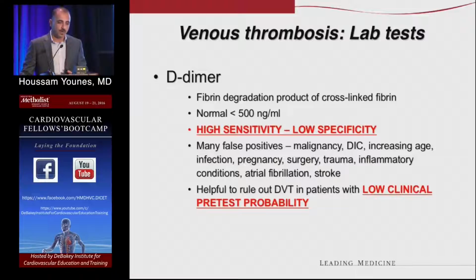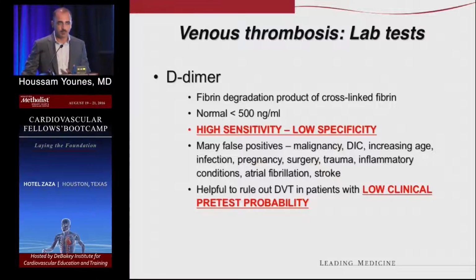D-dimer is the fibrin degradation product of cross-linked fibrin. Usually it's less than 500 nanograms per milliliter. High sensitivity, low specificity. What does that mean? You can rule out, but you can't really rule in. Many false positives. So as we said, if it's negative, most probably the patient does not have DVT, especially if they're low risk. However, if it's positive, it can be anything: malignancy, DIC, increased age, infection, pregnancy, trauma, inflammatory condition, or atrial fibrillation. So again, it helps to rule out.